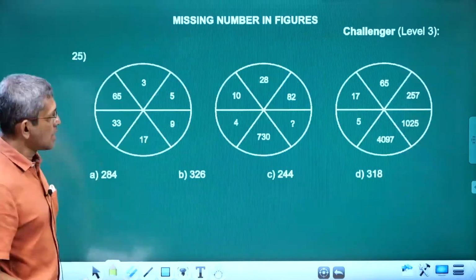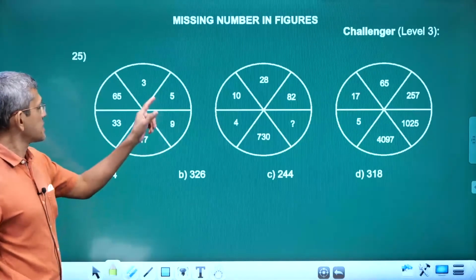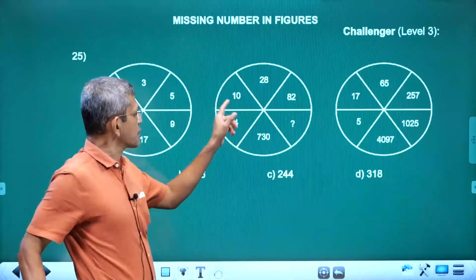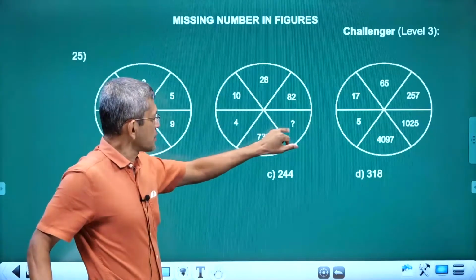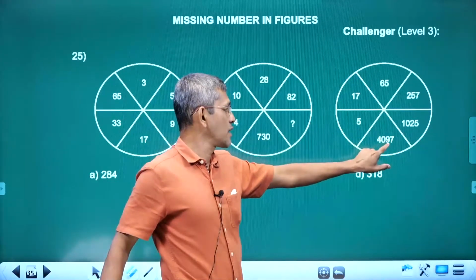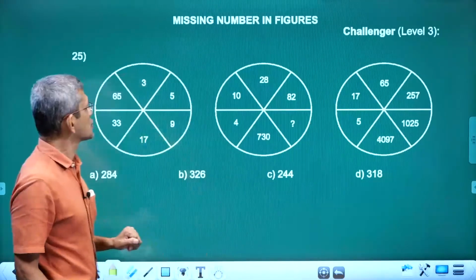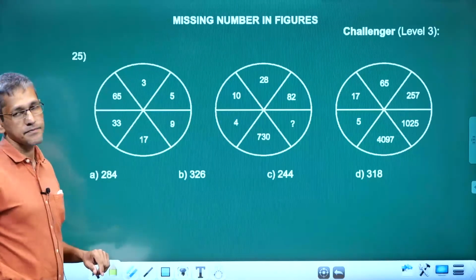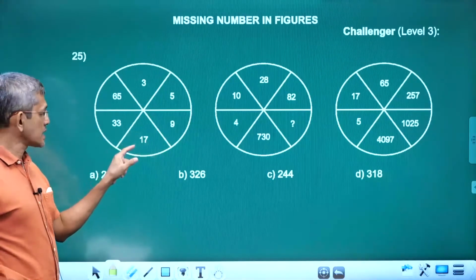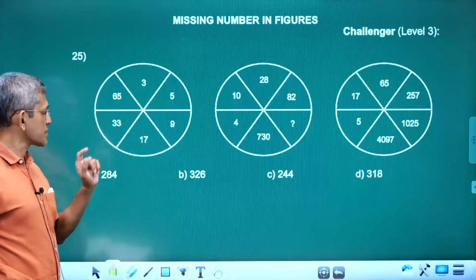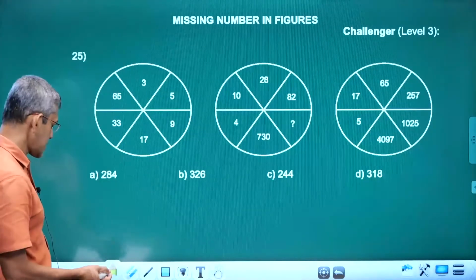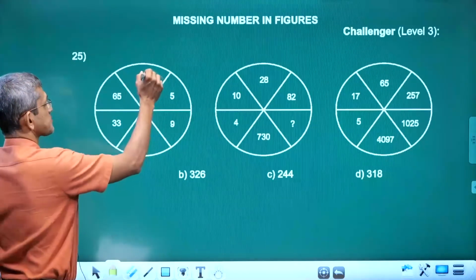All right, next one. Okay, this is what it is. We have some numbers: 3, 5, 9, 17, 33 and 65. In this case we have 4, 10, 28, 82 and a question mark. And here we have 5, 17, 65, 257, 1025, 4097. So what kind of pattern is that? 3 and 5, 5 and 9, 9 and 17, 17 and 33, and 33 and 65. Well, in the first circle, I can see the pattern.